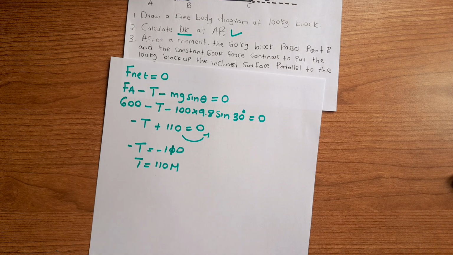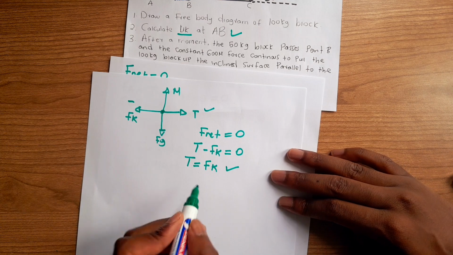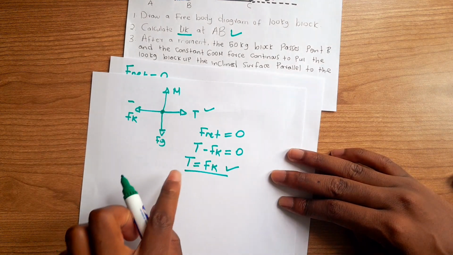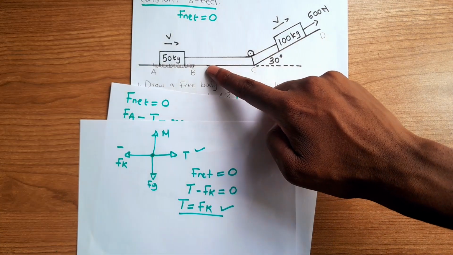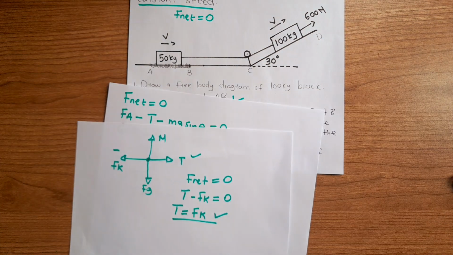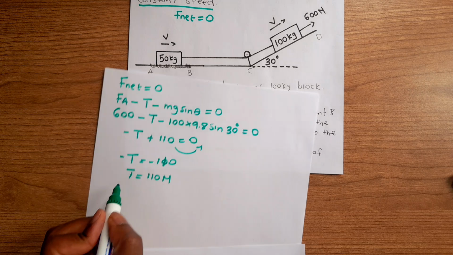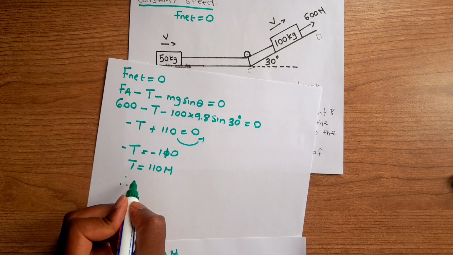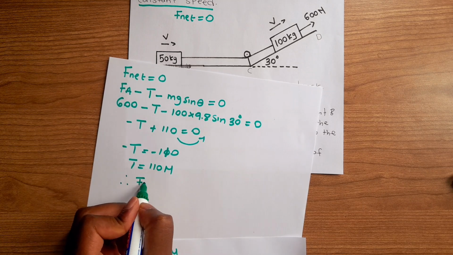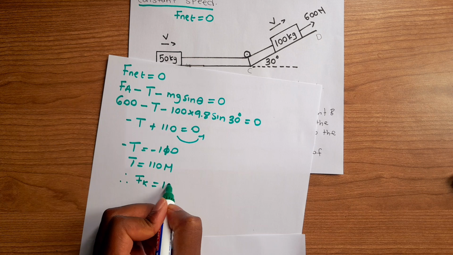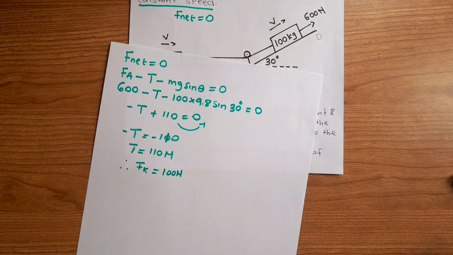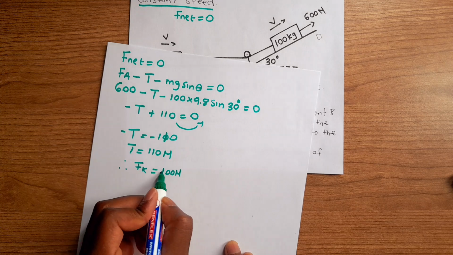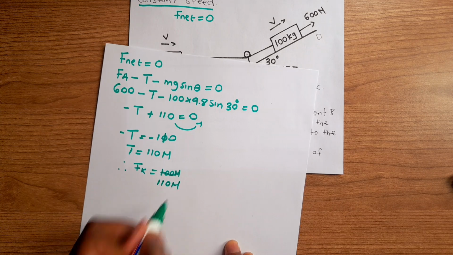If the tension equals 110 newtons, do you remember what we have done? I actually have got this telling me that the tension equals Fk for this block, right? The tension actually equals Fk. So it means that the value of the friction is also going to be, why am I saying 100? It's 110 newtons.